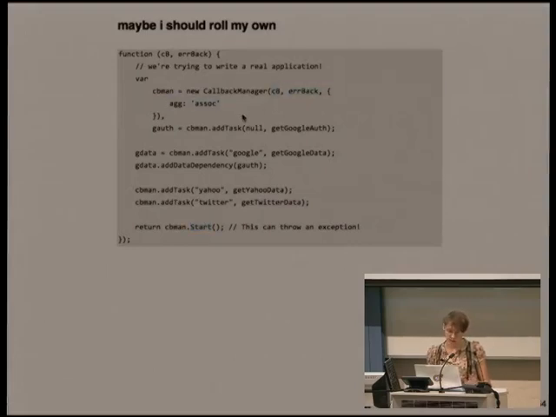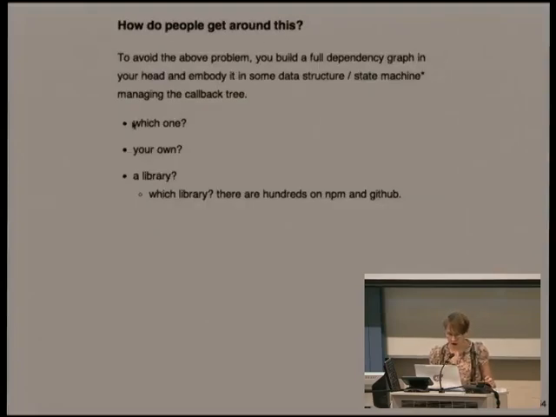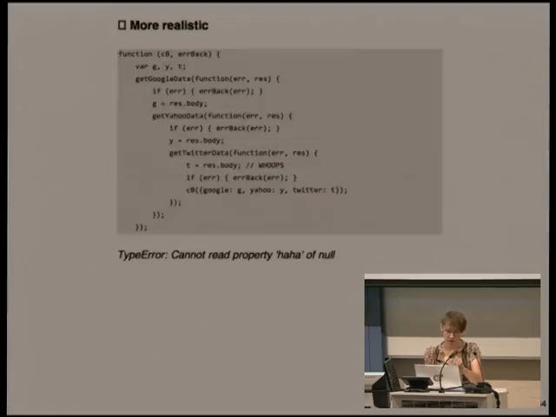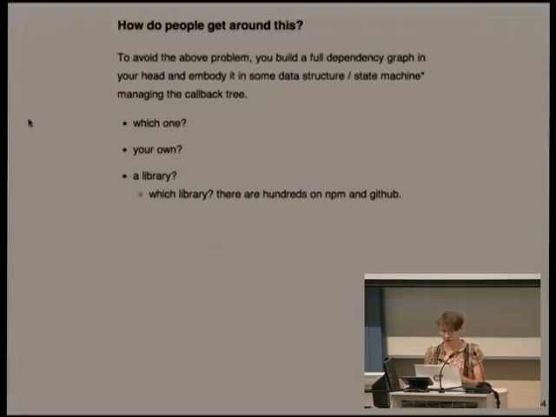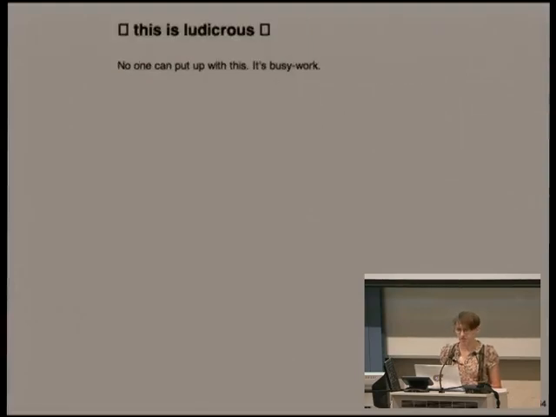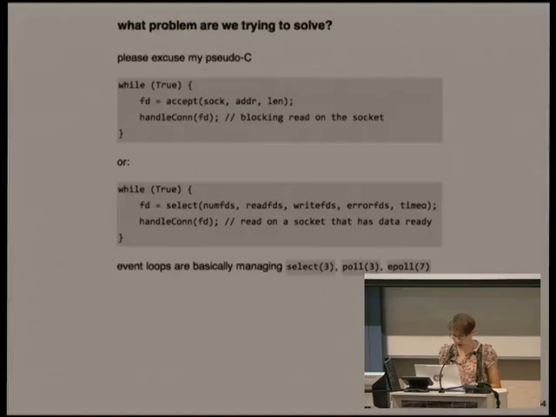And there are like thousands of these libraries, and every project is using a different one. So to get around it, to figure out complexity like this, you basically have to, in your own head, figure out a dependency graph of everything you want to do, embed it in a data structure or something like that that can manage the callback tree for you, pick one of those, and still hope you get it right. So no one should be doing this, obviously.